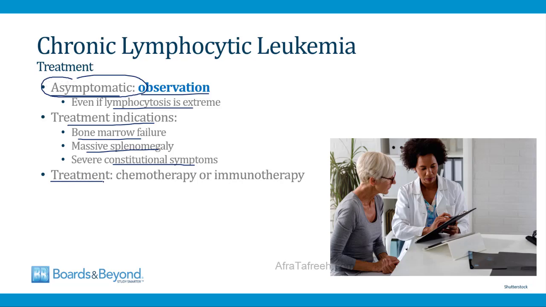Choosing a specific treatment is a high-level topic, but there are various forms of chemotherapy or antibody-type immunotherapies that can be targeted at the malignant lymphocytes. And that concludes our module on chronic leukemias.